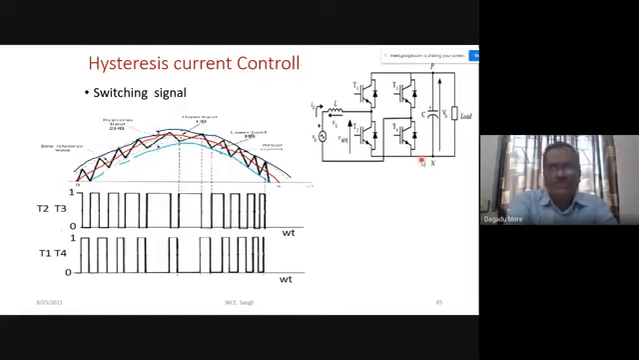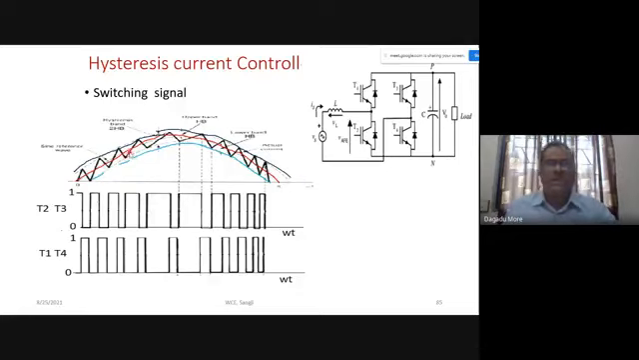Okay, so that our source current will be sinusoidal, and it will be in phase with voltage, because the current reference we obtain is in phase with voltage, and that's why our actual current will also be in phase with the voltage.